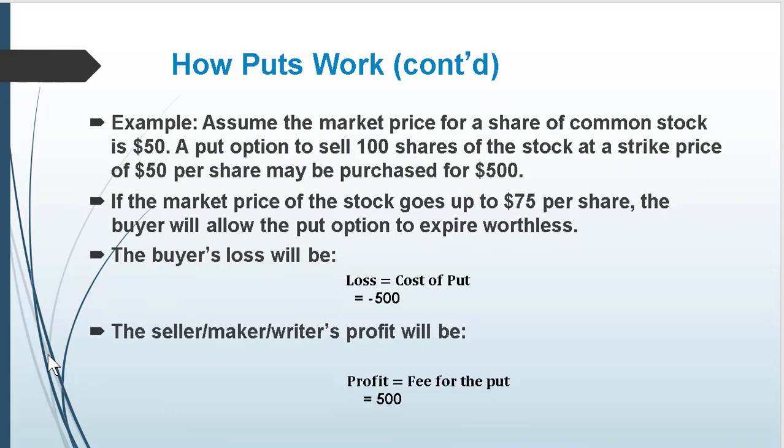When we look at the returns, what if the stock price went up instead of down? Again, the buyer's loss is going to be the premium because they are not going to go out and sell this stock for 25 so they can go out and buy it for 75. So the idea here is the buyer's loss is going to be that $500 premium and the seller is going to have $500 in profit.